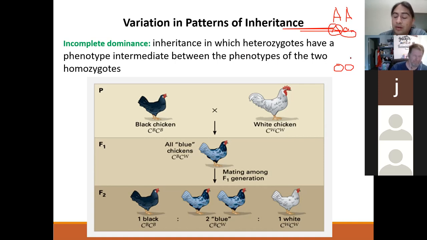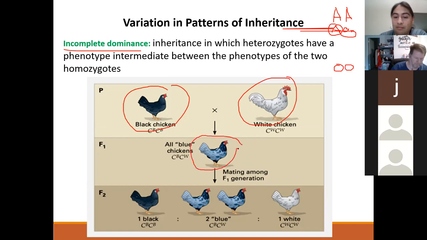So there are going to be some variations in these patterns of inheritance, and there is something called incomplete dominance. So you think that you are going to reach an average between the colors or the traits of something. So say, for example, in incomplete dominance, you're going to have heterozygotes that have a phenotype in between the phenotypes of the two homozygotes. So say, for example, you're going to have a black chicken over here, and then a white chicken over here, and then you are going to obtain a gray chicken, or they call them blue chickens, because this is going to be a mix between both of them.